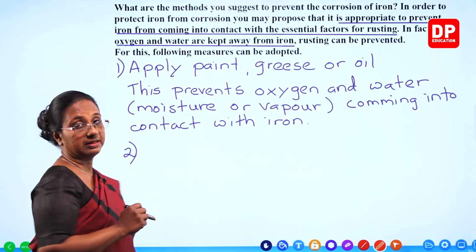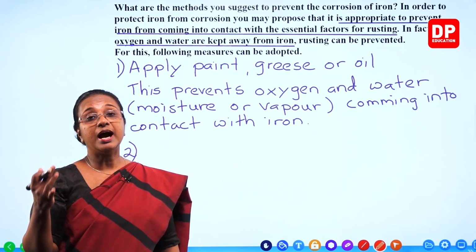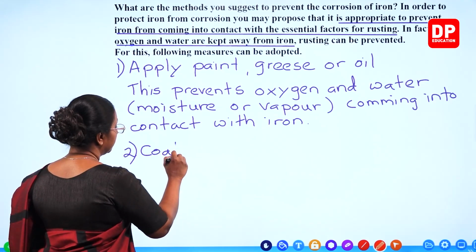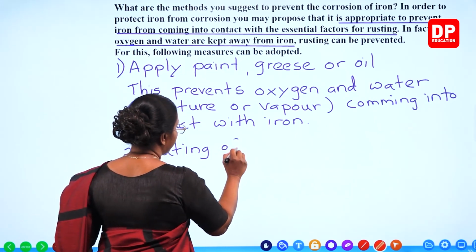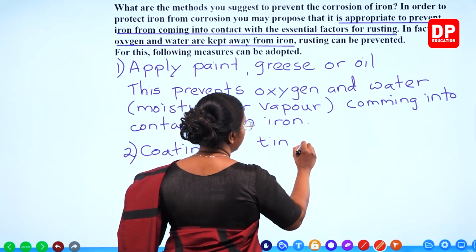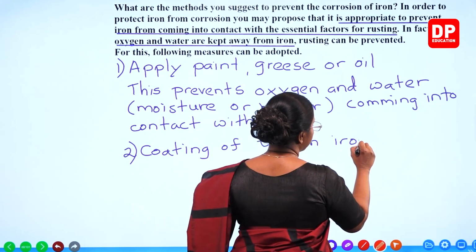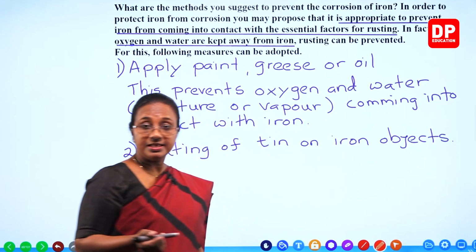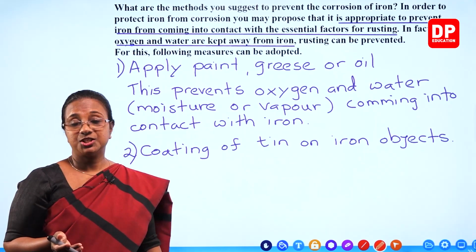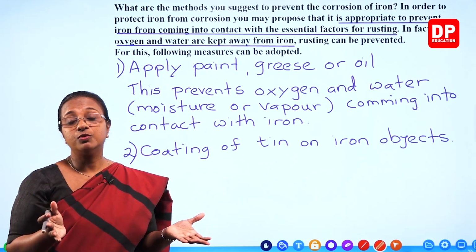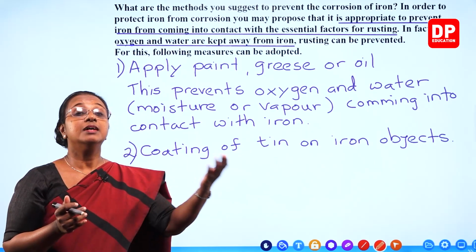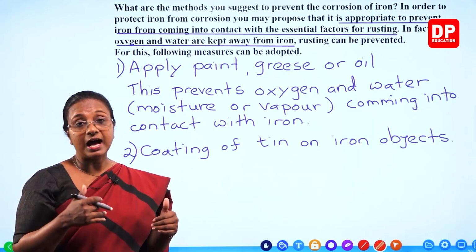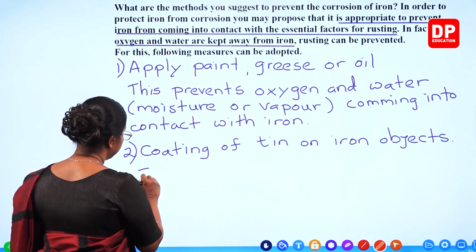Then there is another method. You can coat iron with tin. Coating of tin on iron objects, or objects made of iron. What does this do? A similar function. When you have a coat of tin over iron, that prevents the impingement of oxygen and water or vapor, moisture with iron.